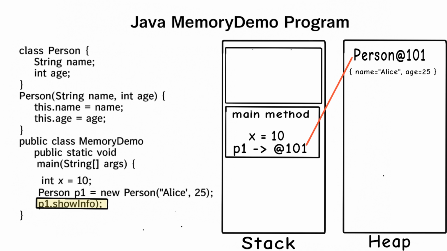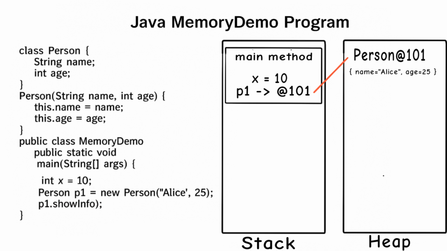Now the statement p1.showInfo() is executed. A new stack frame is created for the showInfo method. This frame holds a reference to the same Person object in the heap. The method reads the fields name and age from the heap and prints the message. Once the method finishes, its stack frame will be removed, but the heap object remains.